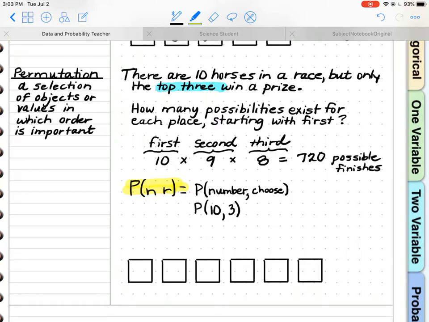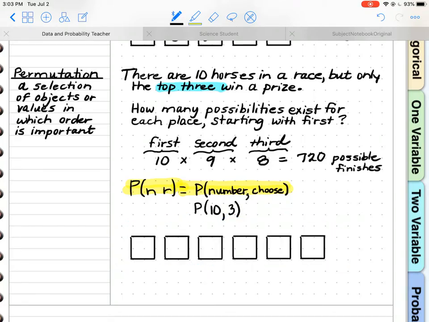Here's the general formula in yellow. We have 10 horses and we're choosing 3 of them, the top 3. If we were looking at the top 4, we would say 10 choose 4. Whatever you're choosing is that second number. And here are the calculator keystrokes.